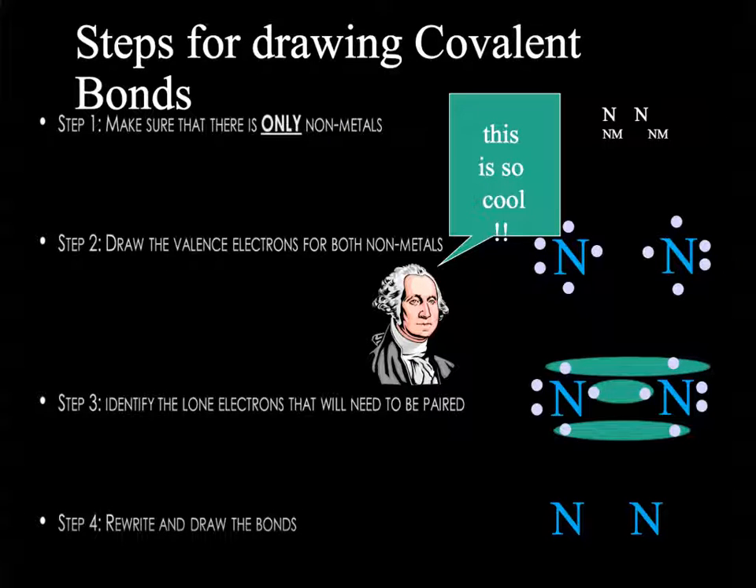In nitrogen, you want to, again, make sure it's only nonmetals. All right, nitrogen is a nonmetal paired with another nonmetal. Draw the valence electrons for both nonmetals. Nitrogen has 5 valence electrons around each of it. And then identify the lone electrons. In this case, you have 1, 2, 3, 4, 5, 6 electrons that are being shared with each other. So there are 3 pairs of electrons sharing, and that will form what we call a triple bond between these 2 nitrogen atoms.